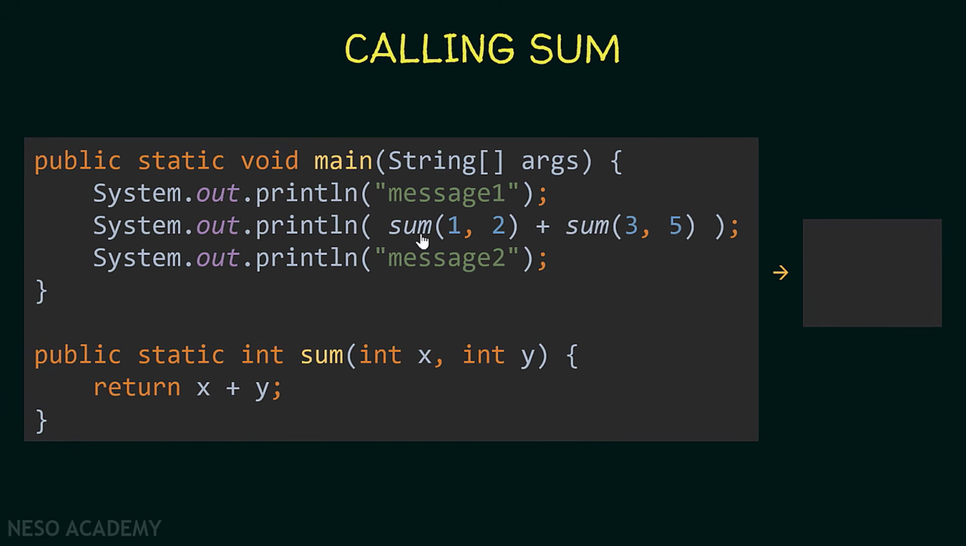Let's see another example. First of all I'm printing message 1 and after that I'm printing the sum of 1 and 2 plus the sum of 3 and 5. So I'm adding the return value of this method with the return value of this method. So over here we have 1 plus 2, which is equal to 3, added to 3 plus 5, which is equal to 8. So 3 plus 8 is equal to 11. Okay, and finally we will print message 2.